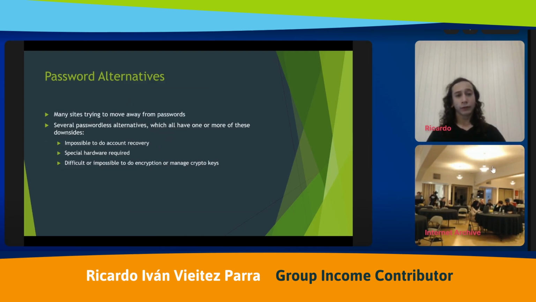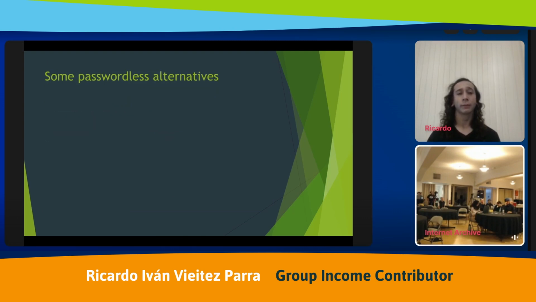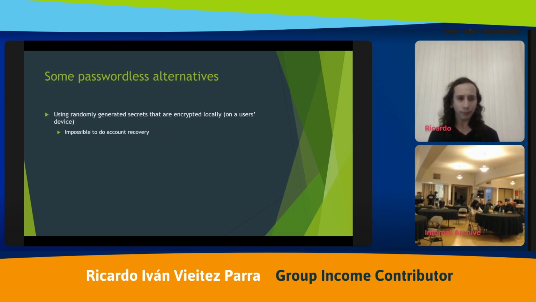And many of these solutions are also difficult to work with if one wants to do encryption. So like the signing part, proving who we are, sometimes that works, but then the encryption part is not as well supported. So these are some concrete alternatives that exist that I'm mentioning for the sake of completeness.